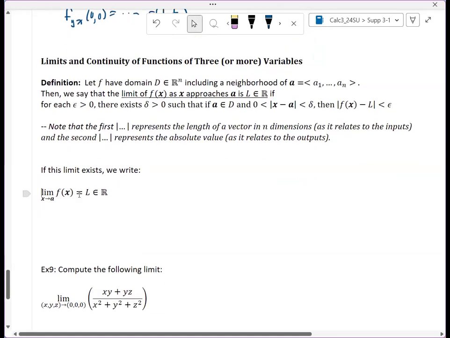And again, if this limit exists, we write the limit as x goes to a, where x and a are bolded, they're vectors. It's a little hard to see in the subscript. F of x, where f is a scalar, but x is a vector, equals L, a real number. This probably looks even closer to the Calc 1 definition of a limit and notation for a limit, because we've essentially just replaced our input variables, our domain variables, with vectors.